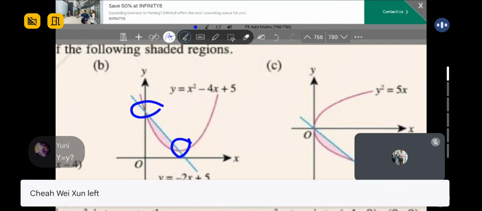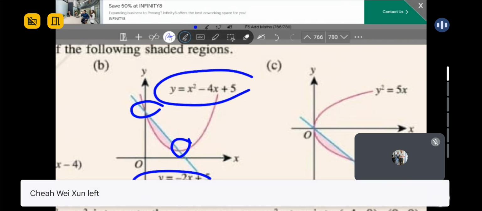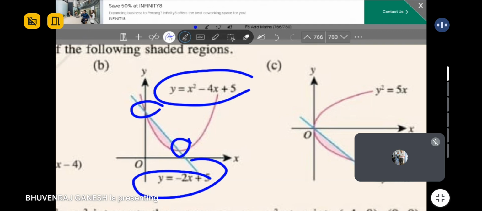Yes, y equal to y. Kamu samakan kedua-dua persamaan ni. You equalize both. Solve for x. Gantikan balik untuk cari y. Okay, like your normal simultaneous guys.